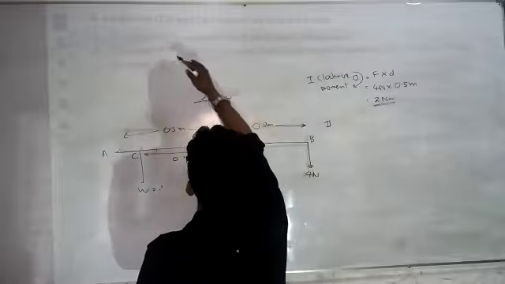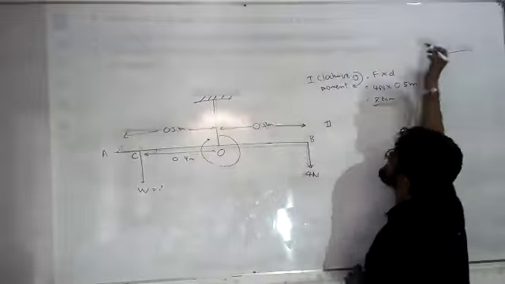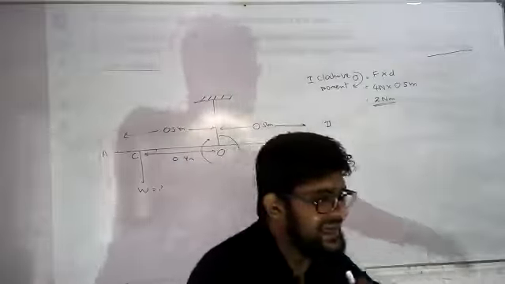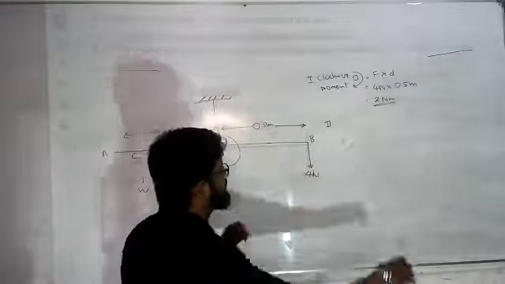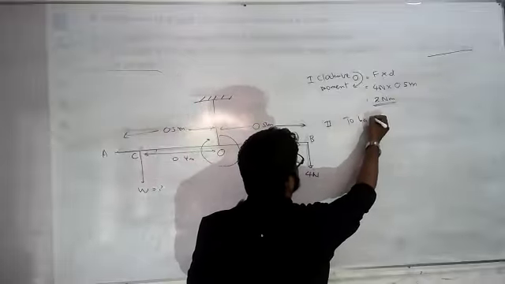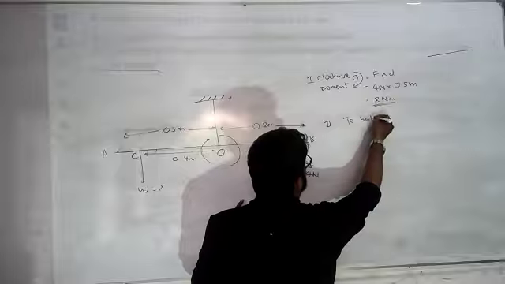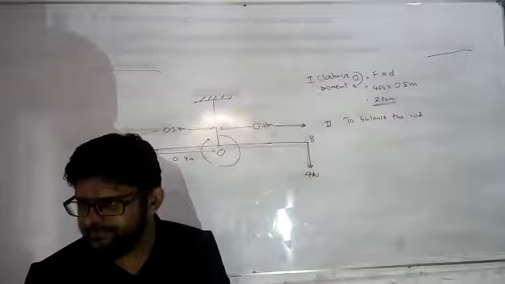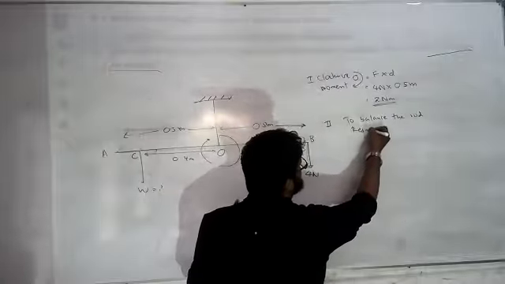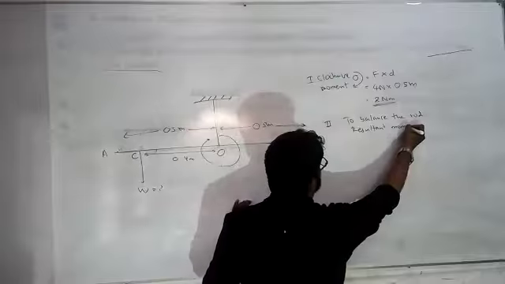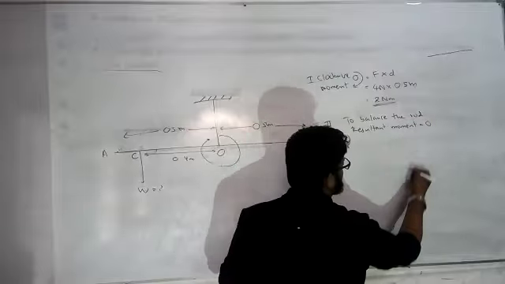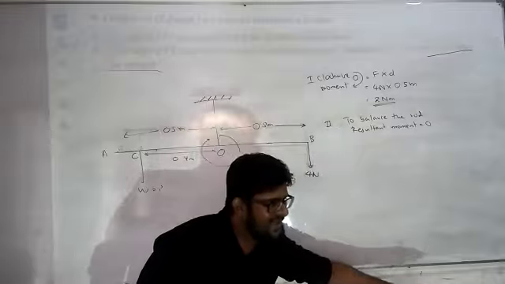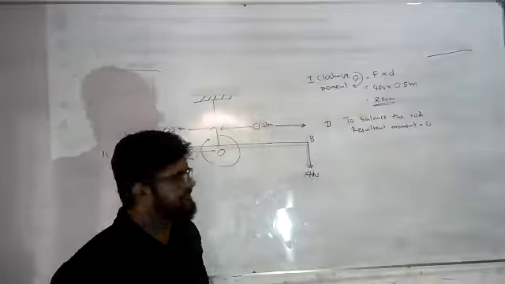Question says, would balance the rod again to make it equilibrium, to make it rested. So, to balance the rod or to make it equilibrium, resultant moment should be equal to 0. If we want to balance the rod again, resultant moment should be equal to 0.